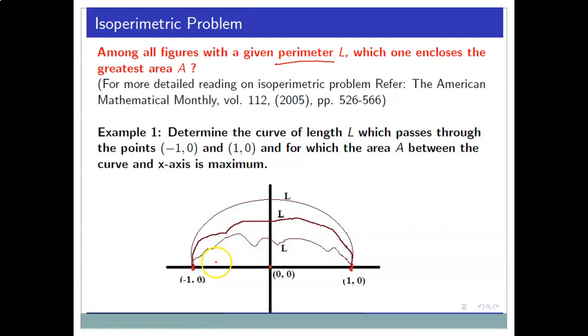Now the problem is, under which curve, between the x-axis and the curve, does the area come out to be maximum? So this is our problem, and this is in fact the isoperimetric problem. In this case, what is given? We are given the length, meaning the perimeter of the curve, and you have to find, among all this family of curves, under which the area is maximum.